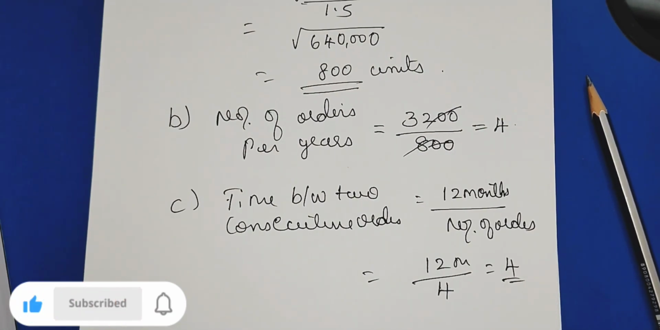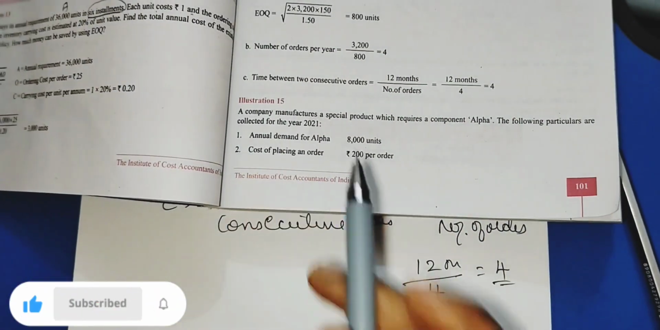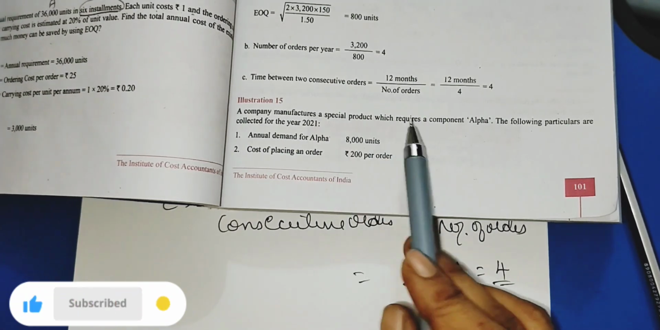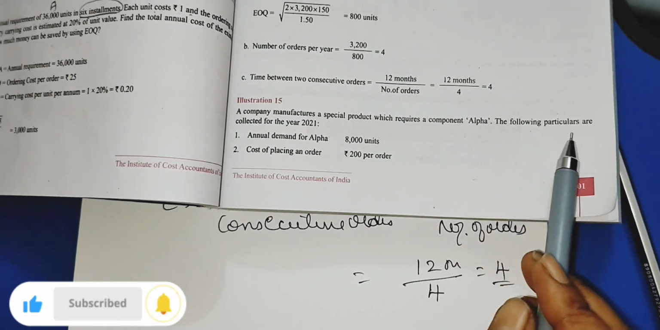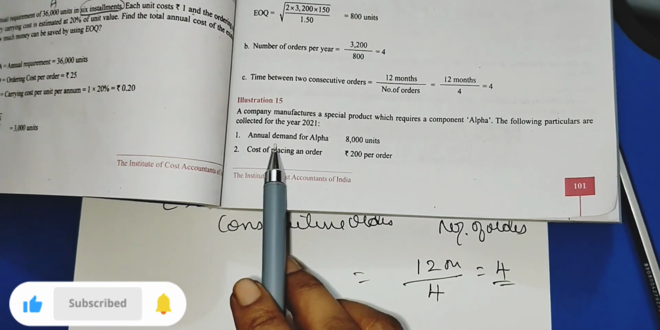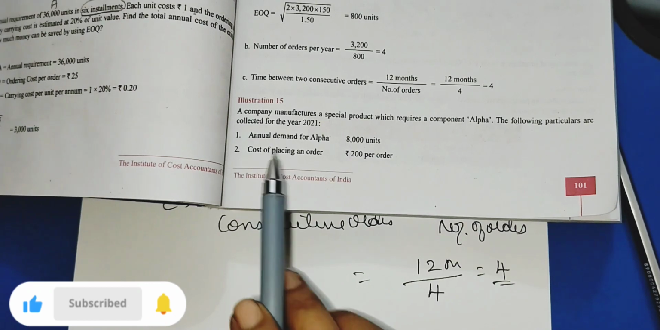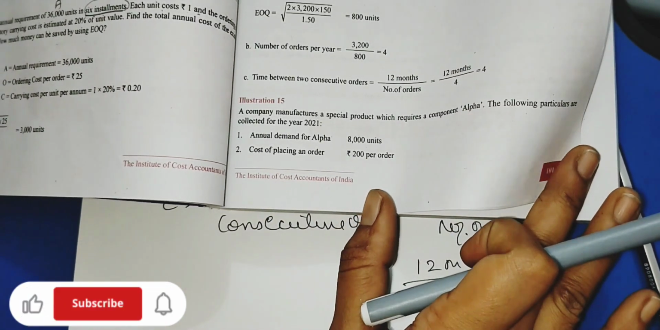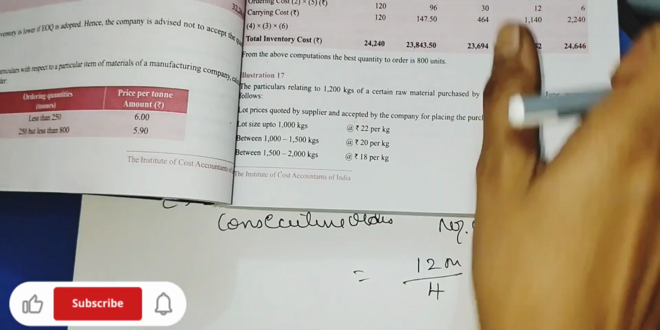Yes. Let us solve one more question under EOQ, that is illustration 15. A company manufactures a special order product which requires a component alpha. The following particulars are collected for the year 2021. Annual demand for alpha is 8,000 units. Cost of placing an order is 200 per order. So annual consumption A is 8,000, O is 200 per order.